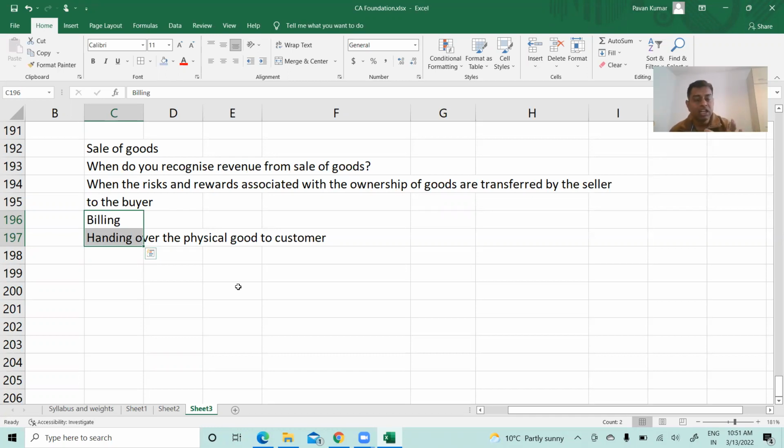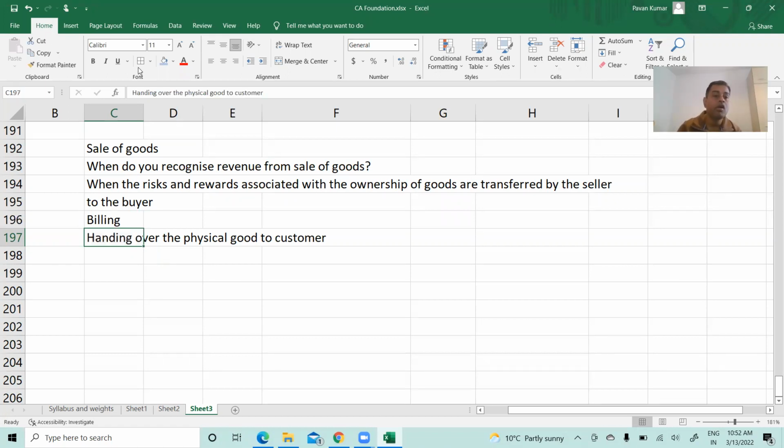Imagine this is a Giordano, a glass, a perfume from Paris in a glass bottle. Imagine. I paid 10,000. That guy is taking this bottle from the billing department to the delivery and it is broken. It has fallen on the floor. Who will bear the loss? Company will bear the loss or Pavan will bear the loss? Company will bear the loss. That means risks and rewards are not handed over to the customer.